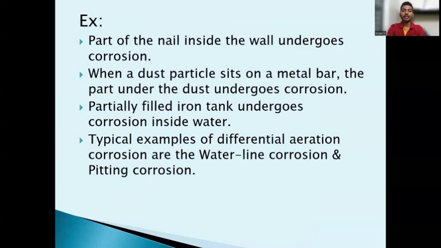Examples: the part of a nail inside the wall undergoes corrosion. When dust particles hit a metal bar, the part under the dust undergoes corrosion. A partially filled iron tank undergoes corrosion inside the water. Typical examples of differential aeration corrosion are waterline corrosion and pitting corrosion.